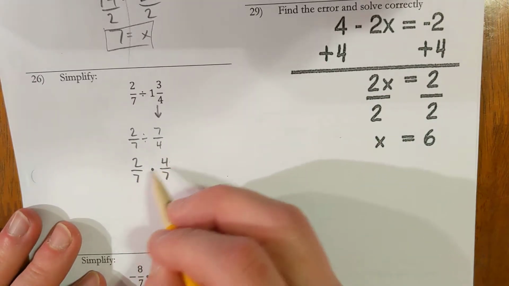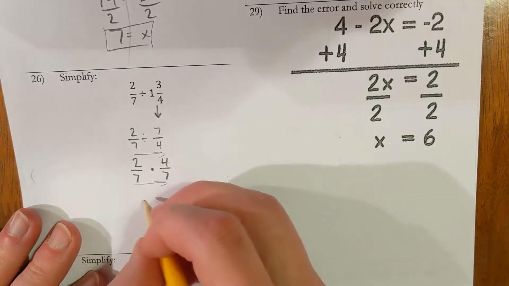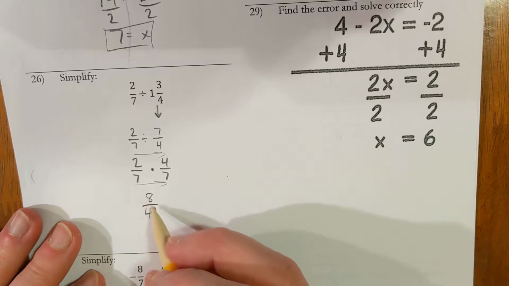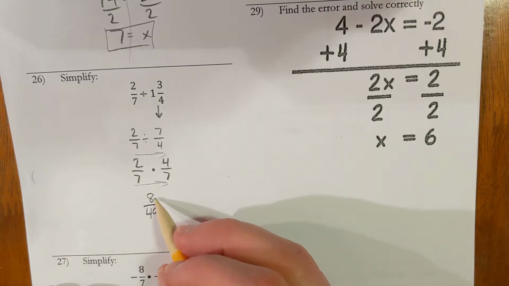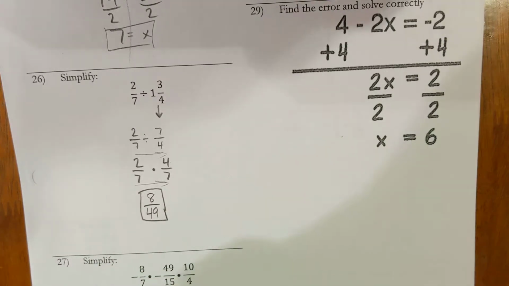Okay, we can look for cross canceling. There's nothing we can do, so we're just going to multiply across. So the 2 times 4 is 8, and 7 times 7 is 49. Okay, you should check to see if you can simplify here at all, but you cannot. No number will go into 8 and 49 evenly. So this is your final answer.